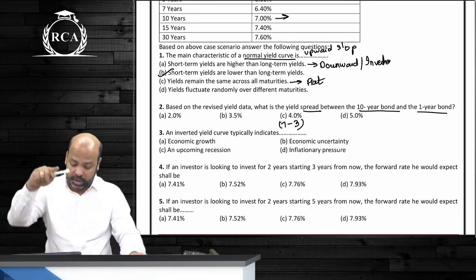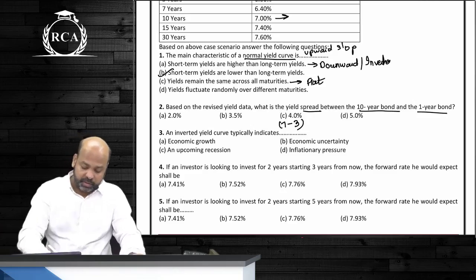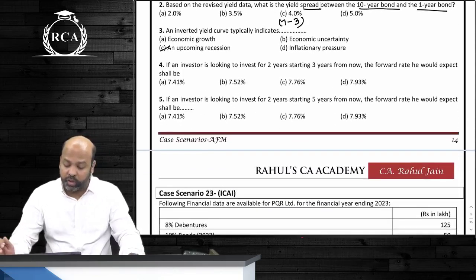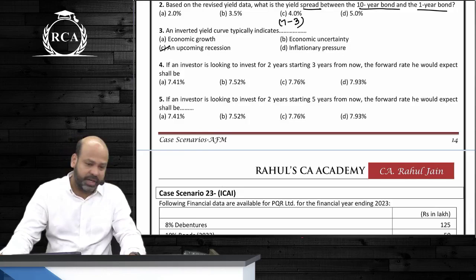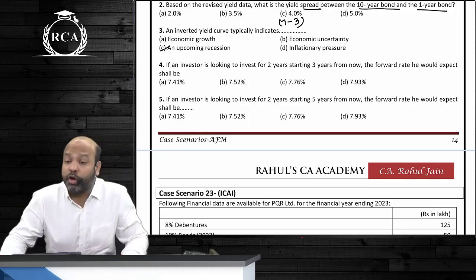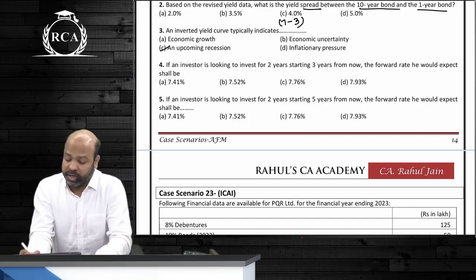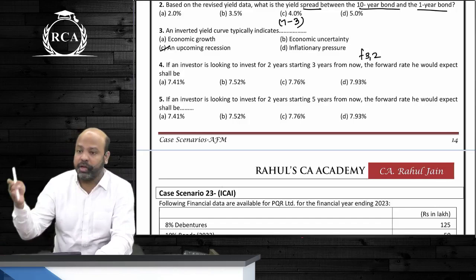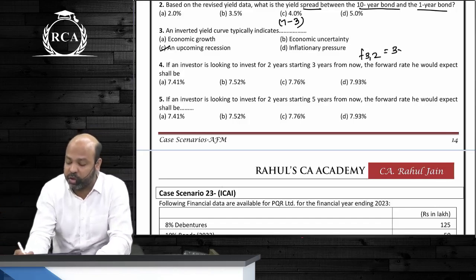An inverted yield curve typically indicates an upcoming recession. If an investor is looking to invest for 2 years, starting 3 years from now, the forward rates we computed in class were always for 1 year. But here they are asking us to compute the forward rate F32, after 3 years for a period of 2 years. This is what they're asking us to compute.